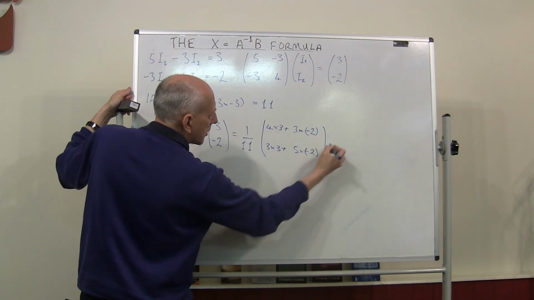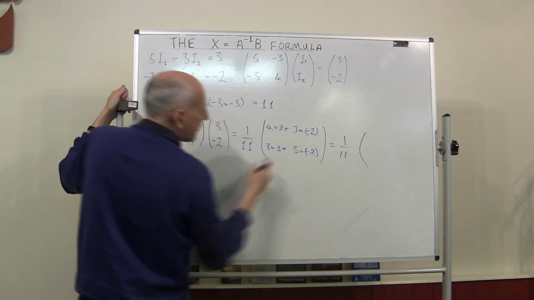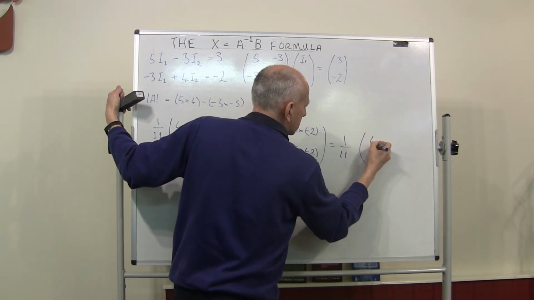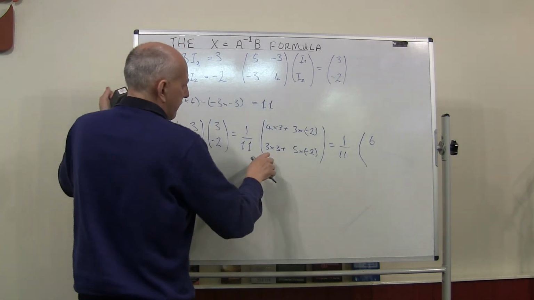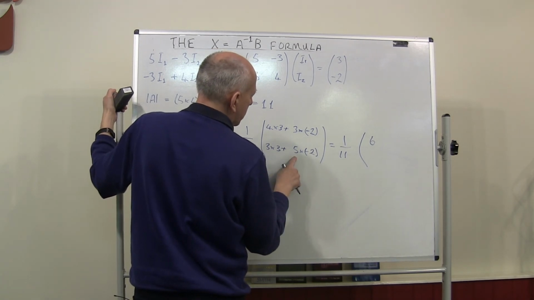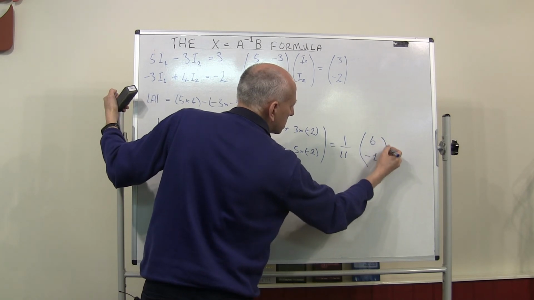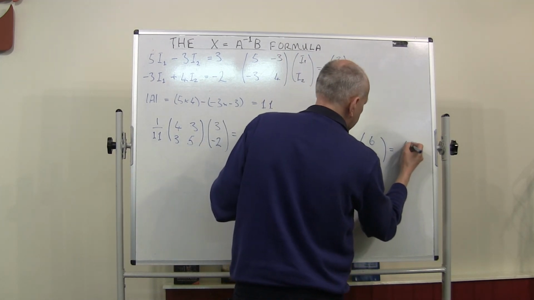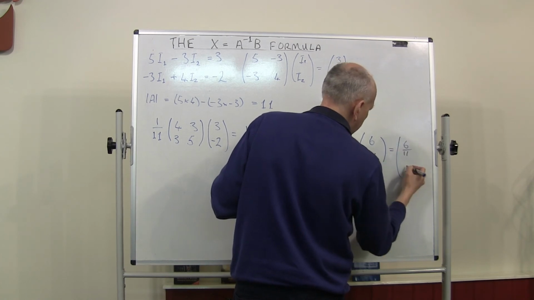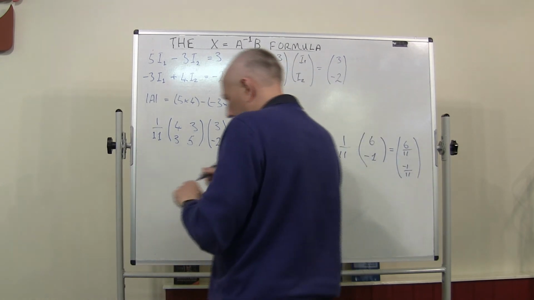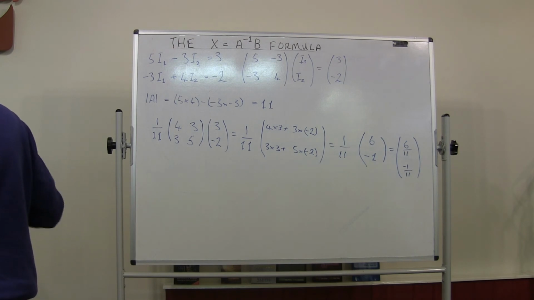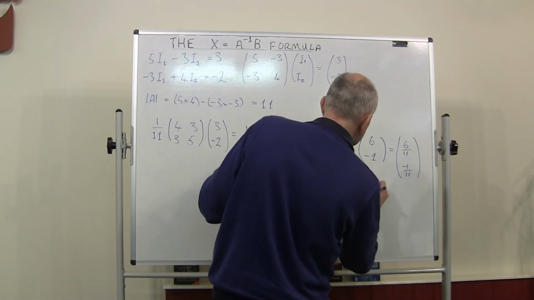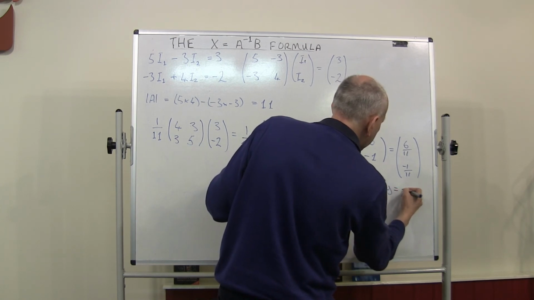Which then gives me 1 over 11 of, let's have a look, 3 fours is 12, minus 6, so I'm going to get 6. And then I've got 3 times 3 is 9, minus 10, so I'm going to get minus 1. If I multiply in the determinant part, I get 6 elevenths and minus 1 over 11. Just double checking myself. Yeah, cool. So what that's saying is that x equals 6 elevenths and y equals minus 1 eleventh.